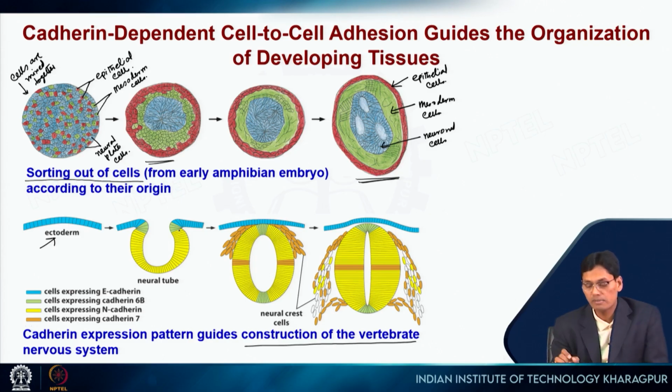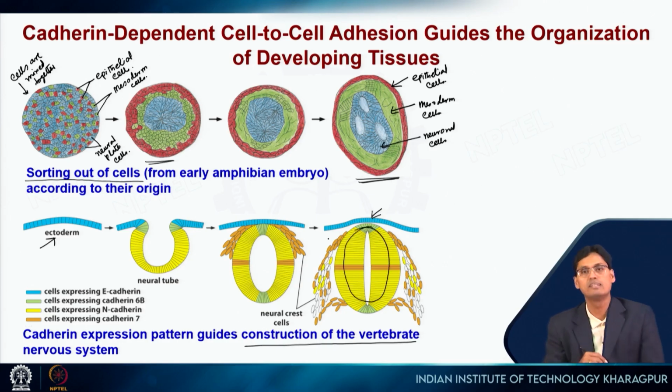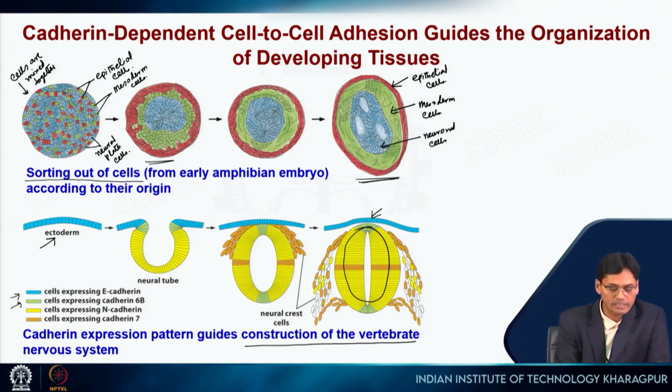During that time, the similar types of cadherins stay together, and finally the ectoderm layer is getting separated, and you can see this neural tube is already formed here, right? And here, in a color code, we are mentioning the different types of cadherin majorly present in these cells.